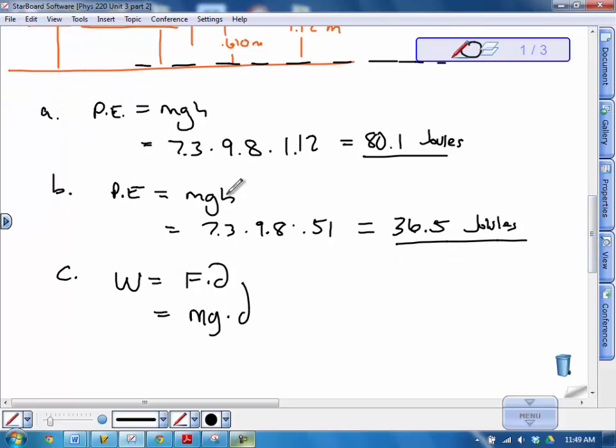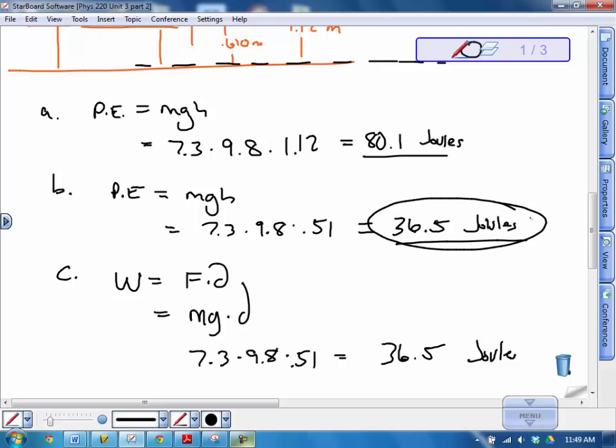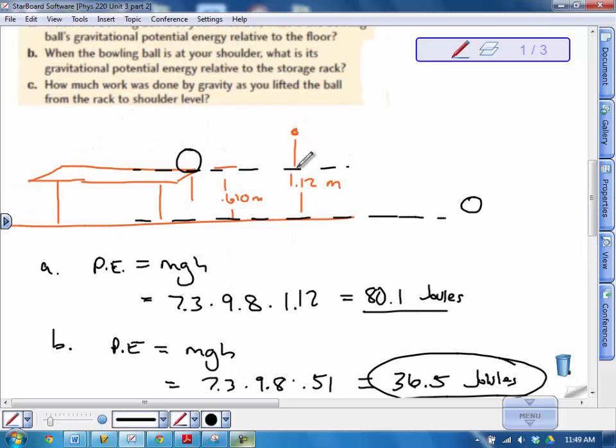And you're going to notice this is the same exact formula. So 7.3 times 9.8 times the distance we lifted from the table to our shoulder, 0.51, which gives us the 36.5 joules. So you can see that we've basically shown for this one case, and it's true for all cases, that the work is equal to the change in energy as we lift this ball. So if you want to know how much work we did in joules, all we have to say is what was the change in energy from the table to your shoulder.